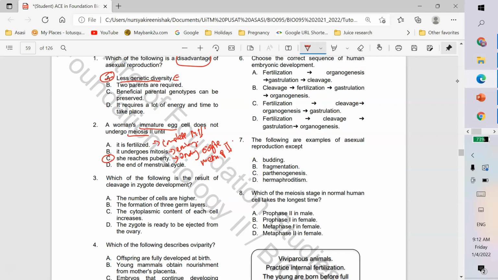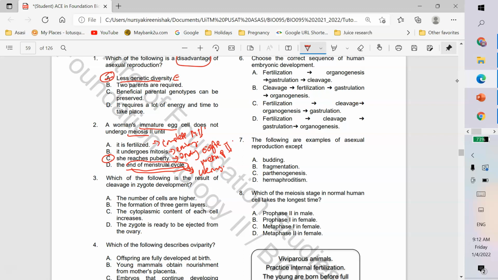Okay, so end of menstrual cycle, ini tak ada kaitan. This menstrual cycle explains what happened in the uterus. Kalau perempuan kita ada dua cycle. Ovarian cycle is what happened in the ovary, kan, proses oogenesis semua tu yang dipengaruhi oleh hormon FSH dengan LH. Menstrual cycle, yang berlaku dalam uterus, dipengaruhi oleh hormon estrogen and progesterone yang dihasilkan oleh ovary.